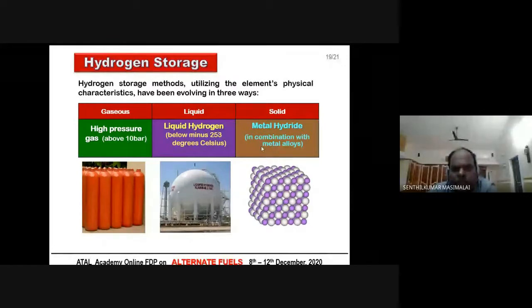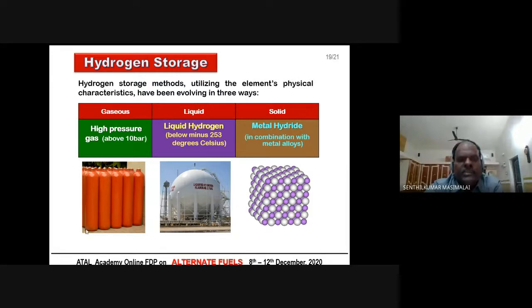In the form of solid form, in the form of metal hydride with metals, combining hydrogen with metallic alloys, we can store hydrogen. So just by heating the metal hydrides, we can produce hydrogen and use it. Work is still going on in storing hydrogen because it will also occupy more space, and the hydrogen output will be very small. For more metal hydride, you will have less hydrogen.